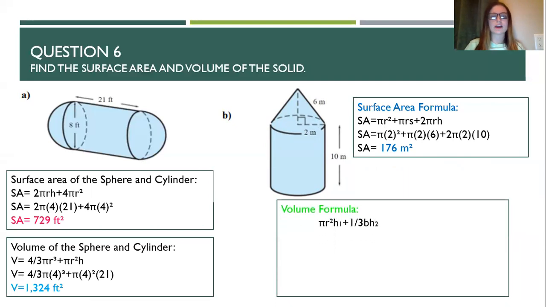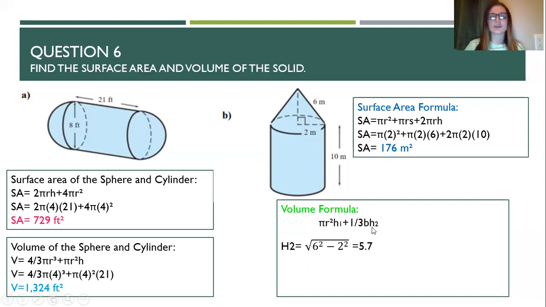So the formula to find our volume is pi radius squared times the height plus 1/3 base times height, or times our second height. And we already know our first height, but we don't know our second height. So to find our second one, we have to do the Pythagorean theorem. So we would do the square root of 6 squared minus 2 squared, which is equal to 5.7.